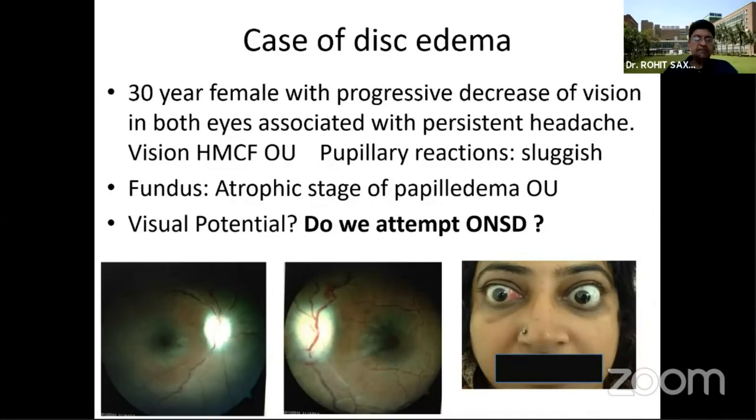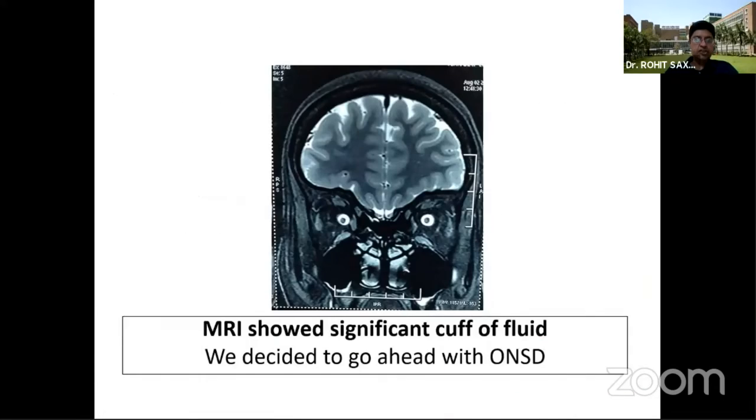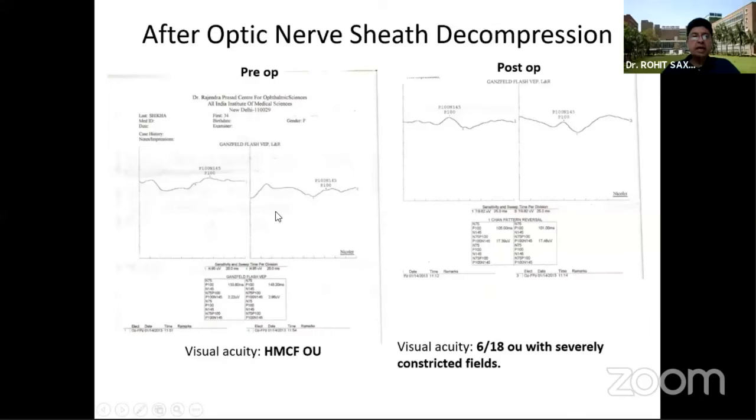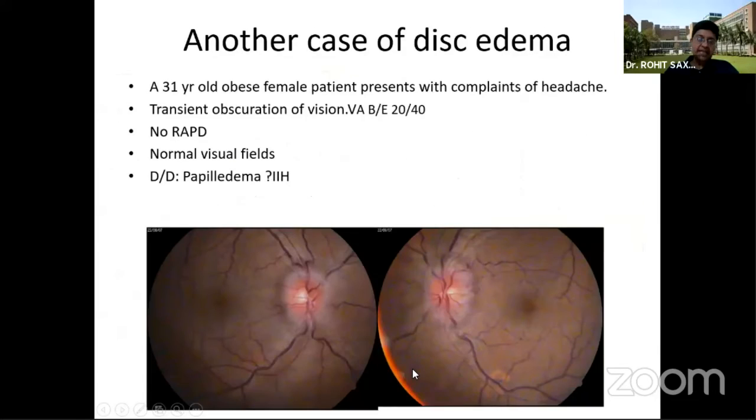Another case of progressive loss of vision, basically diagnosed as atrophic papilledema. Do we attempt optic nerve sheath fenestration? You could see there's a lot of fluid, although the optic nerves are also atrophic, so the prognosis was not so good, but there is a good cushion of fluid. So we decided to go ahead with optic nerve sheath fenestration, and you can see the improvement in the fields, and the patient actually recovered to 6/18.